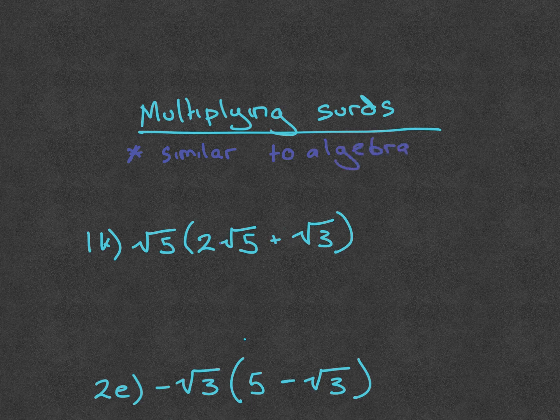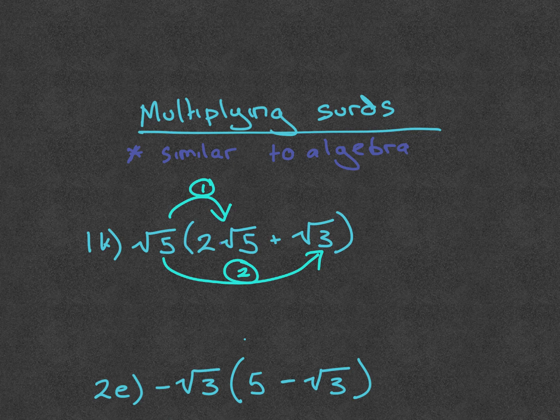And what we're going to do here is we've got something in single brackets. So we've got root 5 outside of the brackets, and we're multiplying that by 2 root 5 plus 3. So we're going to expand these brackets in the normal way that we would when we use algebra. Okay, so the first thing we're going to do is root 5 multiplied by 2 root 5. So this is step number 1. And this multiplication here is going to be step number 2, root 5 multiplied by root 3.